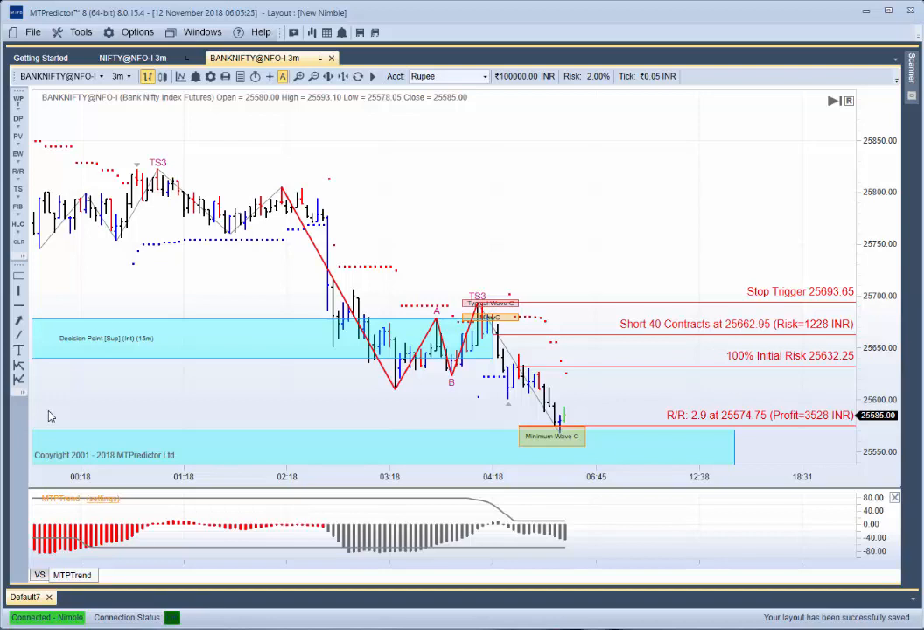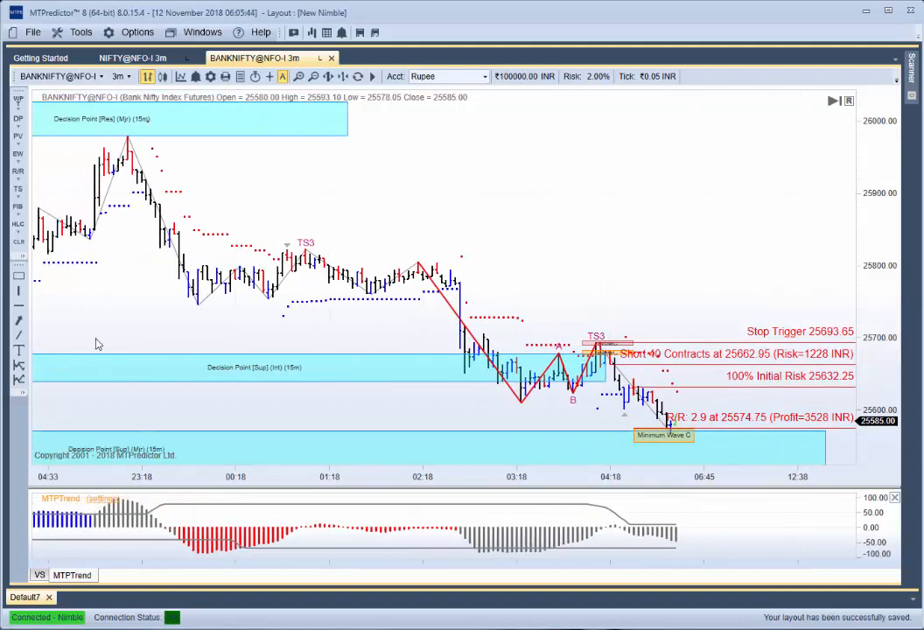That's why MTPredictor is not a black box system, because different traders will use it different ways. The market then went through this DP support level to reach the next lower DP support level there, where that nice profit was available. You wouldn't want to be swapping to a long trade here because you're already in a short trade on the way down.